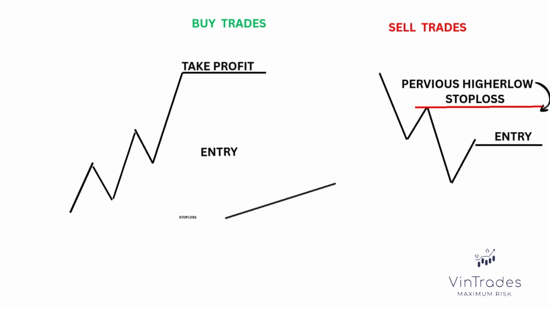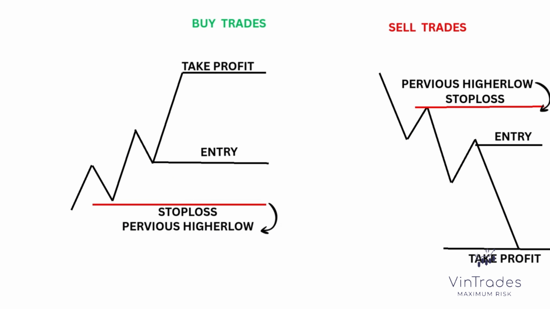If your stop loss keeps getting hit, there are only two mistakes you are making. One is that you're not giving your trade enough breathing room to play out, and two is that you're not placing your stop loss in the proper place. And I'm going to tell you where to place your stop loss. In a buy trade, your stop loss should always be at the former higher low. That is where your stop loss should be. And in a sell trade, your stop loss should always be at the lower high.